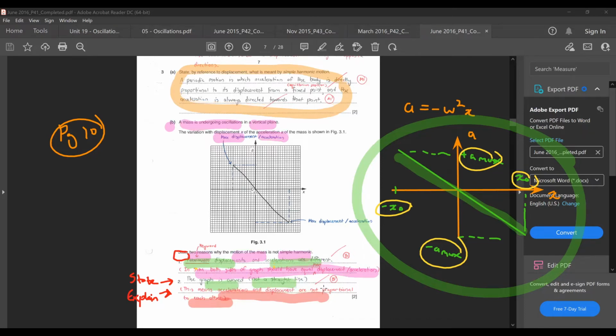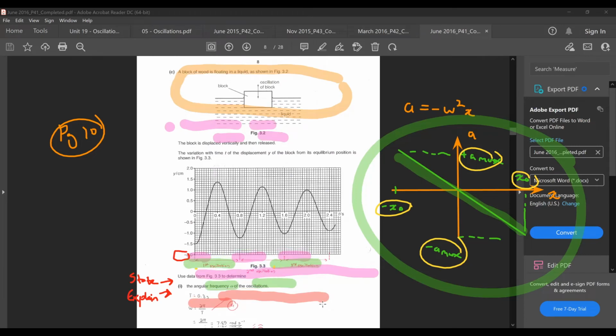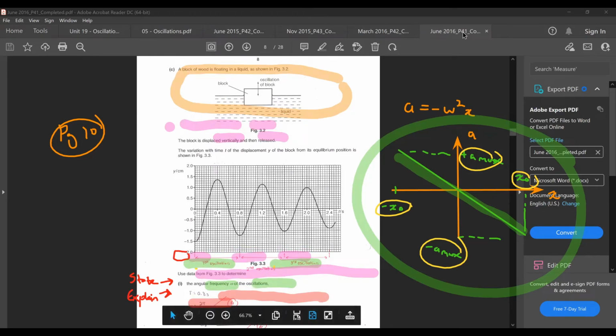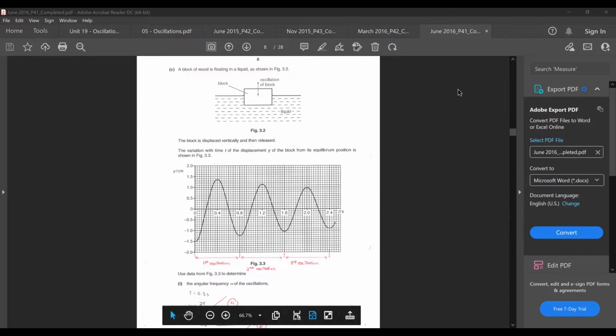Okay, so this one is fine. Then we move to another different part. Let me just clear this one off. Okay, now look at part C.